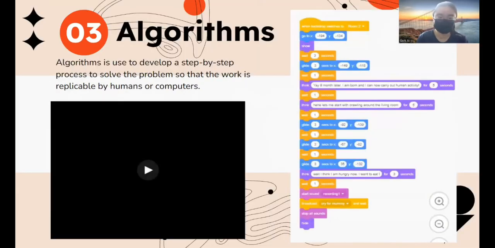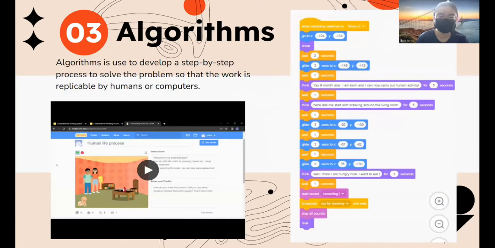And the third one is algorithm. Algorithm is used to develop a step-by-step process to solve the problem so that the work is replicable by a human or computer. So this is the video that shows the algorithm.